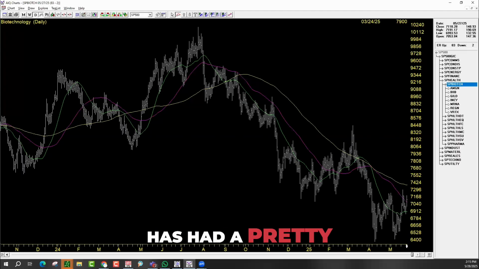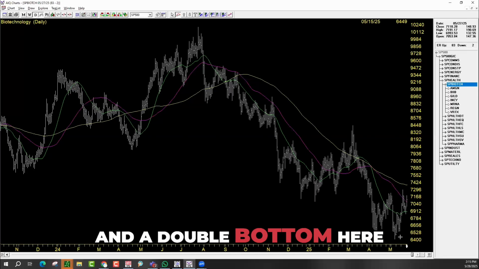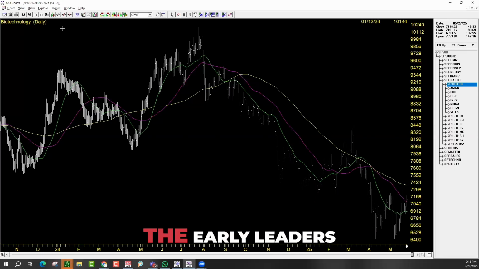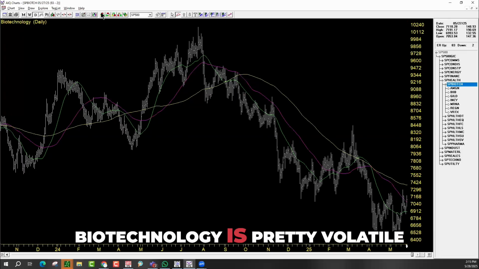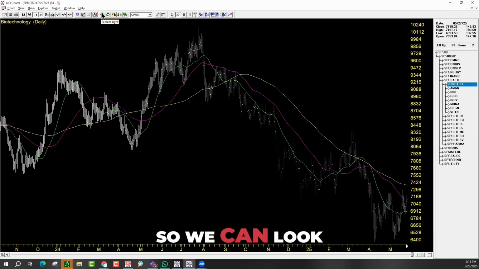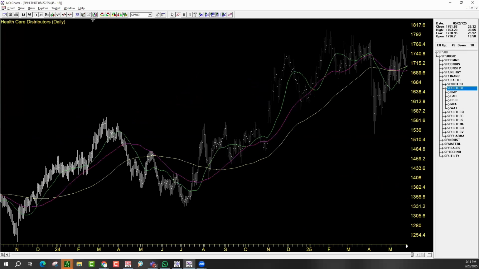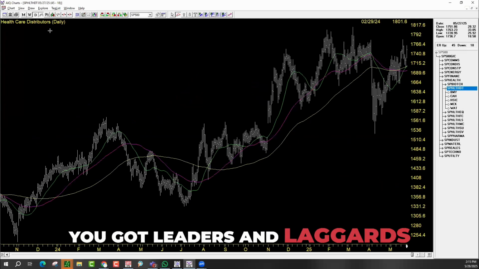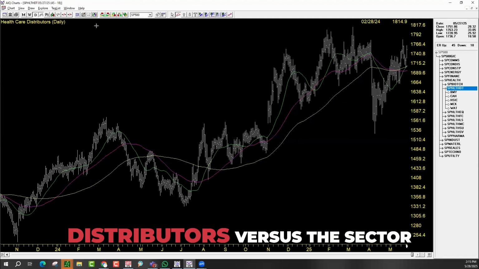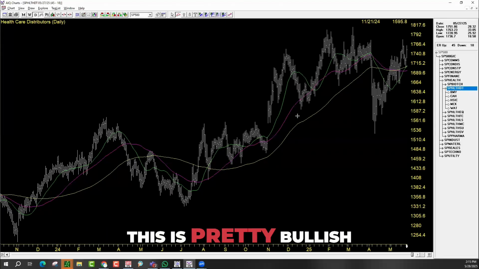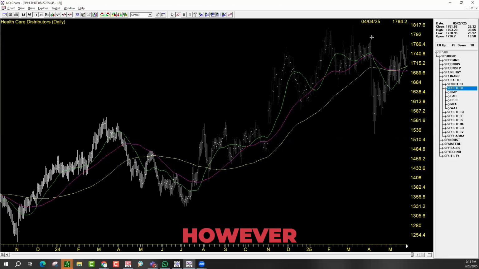Because some, like this one here, has had a pretty good move down. Remember when we looked at the sector itself, this has had a pretty good move down in the double bottom here. So this is one of the early leaders. Biotechnology is pretty volatile. So we can look at the next group and look for a more suitable candidate. Remember I said you've got leaders and laggards. Look at the healthcare distributors versus the sector. This is pretty bullish in comparison.